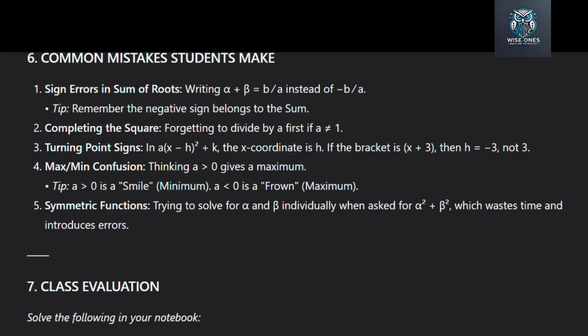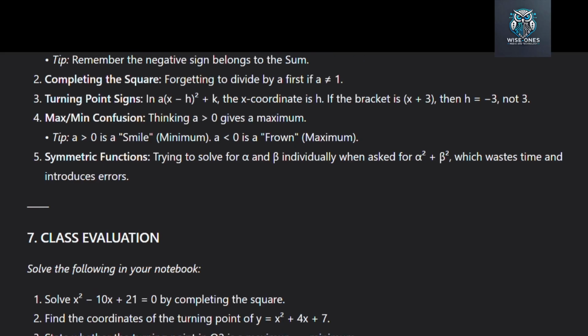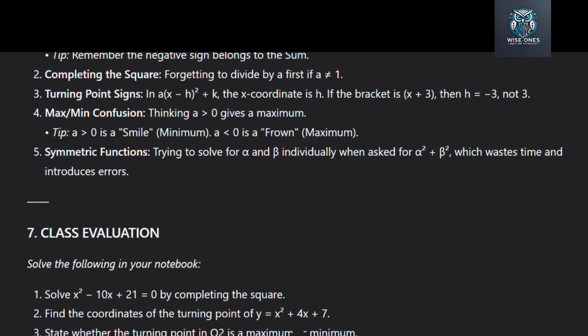Mistake number 3, turning point signs. In a times open bracket x minus h close bracket squared plus k, the x coordinate is h. If the bracket is open bracket x plus 3 close bracket, then h is -3, not 3. Correction, change the sign inside the bracket to find h.